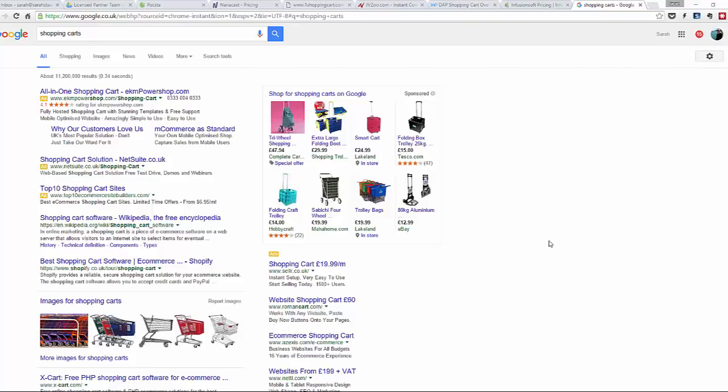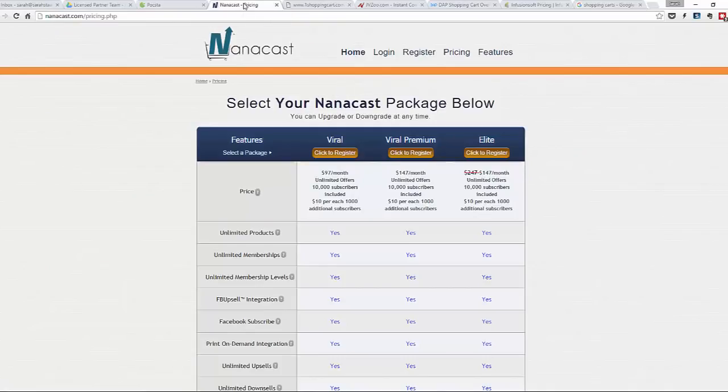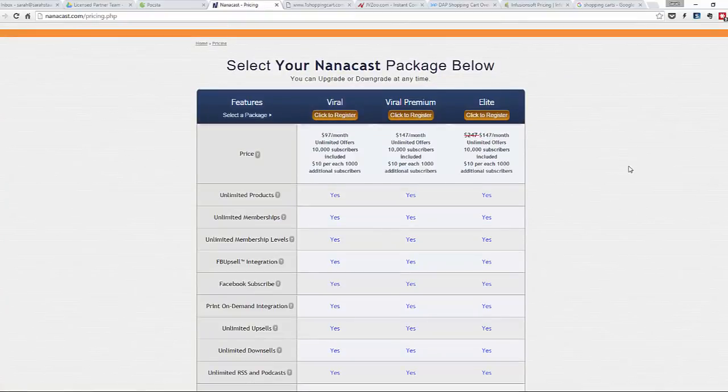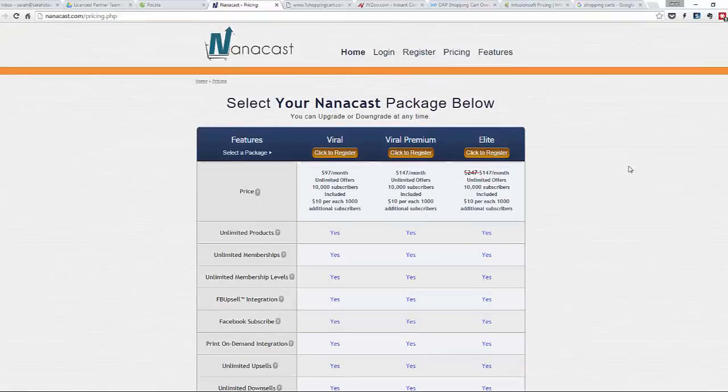So I discontinued using that particular shopping cart, and then I bought a subscription to a service called Nanocast, which was my first big step up in shopping carts, really. And I actually paid $147 a month for this for quite a long time. Nanocast is a very good solution. You have to pay a monthly fee. They host everything, so all you do is pay the fee, you get a username and password, you can log straight into the system, and you're ready to go.